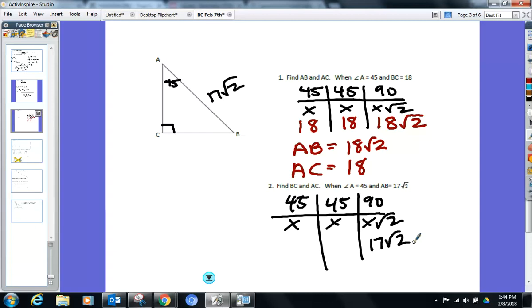Okay, now you're going backwards. If I have 17 radical 2, what must have been my value of X? 17. Everyone agree, 17? What's across from the other 45 then? 17. Tomorrow that'll be 17 radical 3. What are you going to do? All right, that's day 2 tomorrow. I know you just detach the radical 2 and it's very easy, but what if it's not a radical 2 tomorrow? So BC and AC are both the same and that's 17.